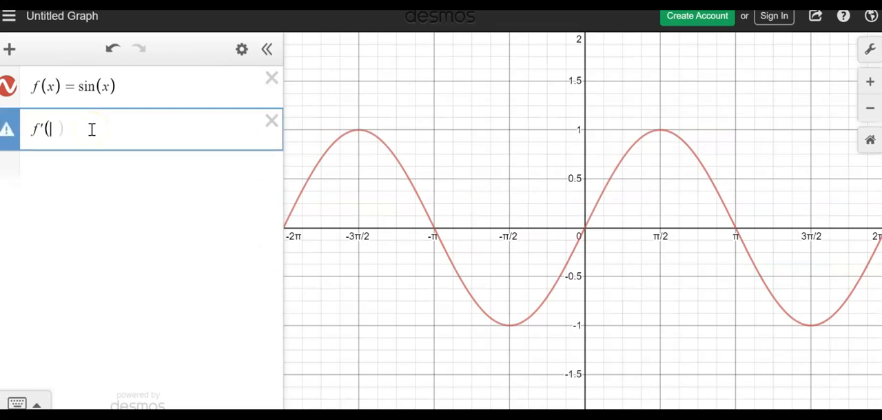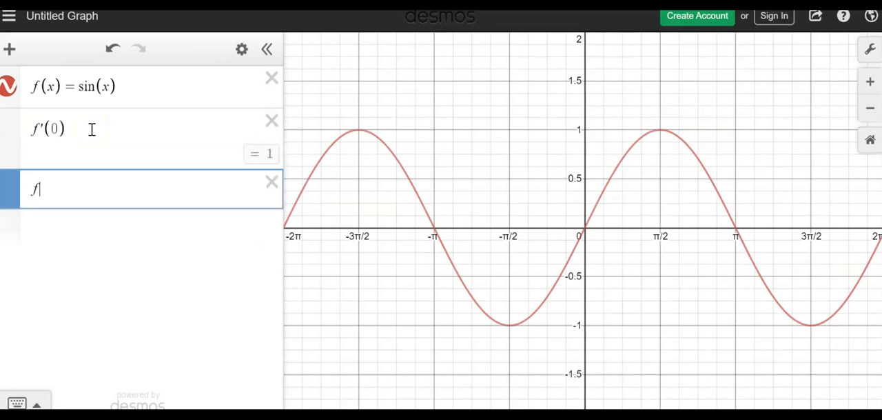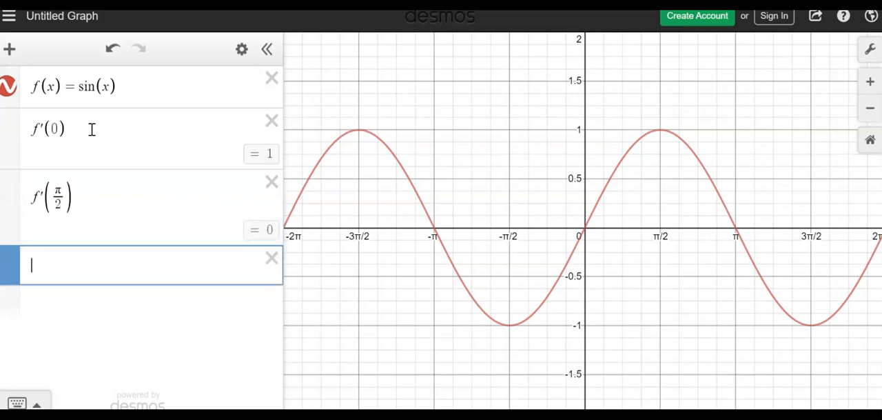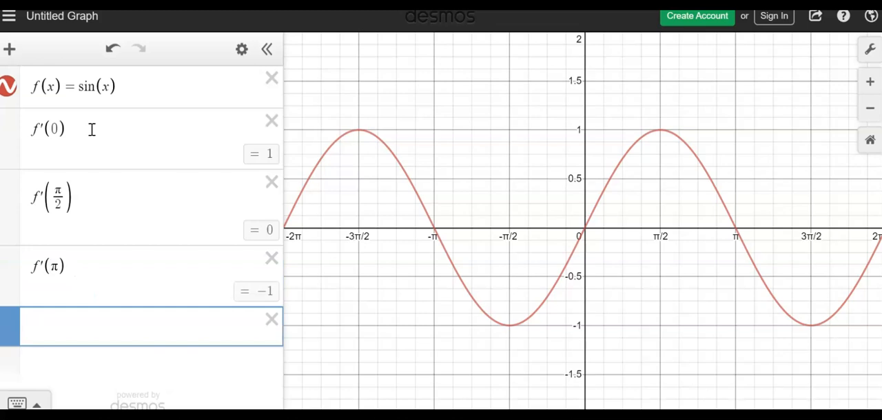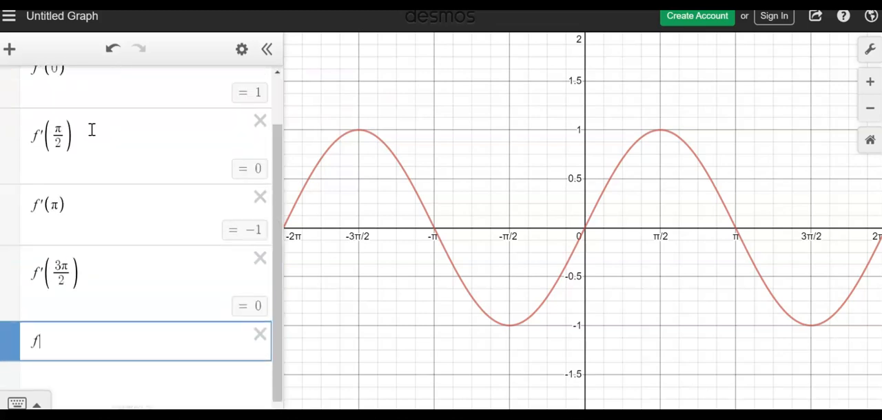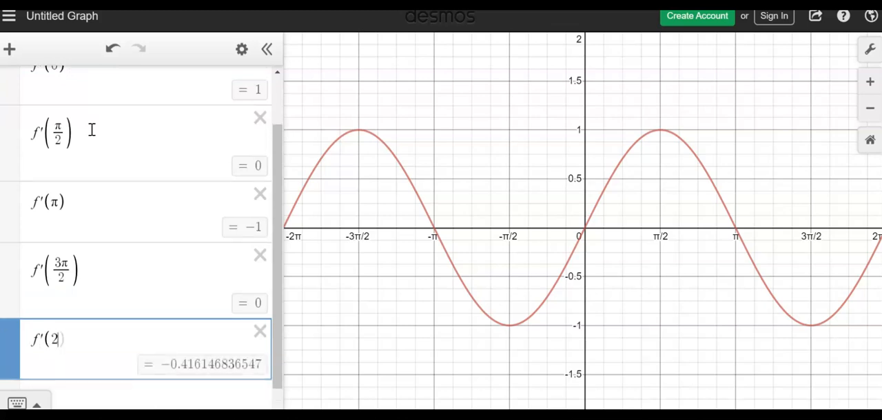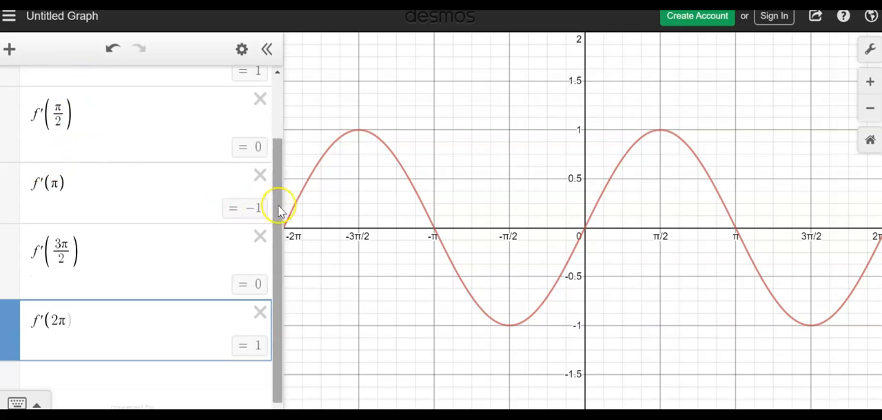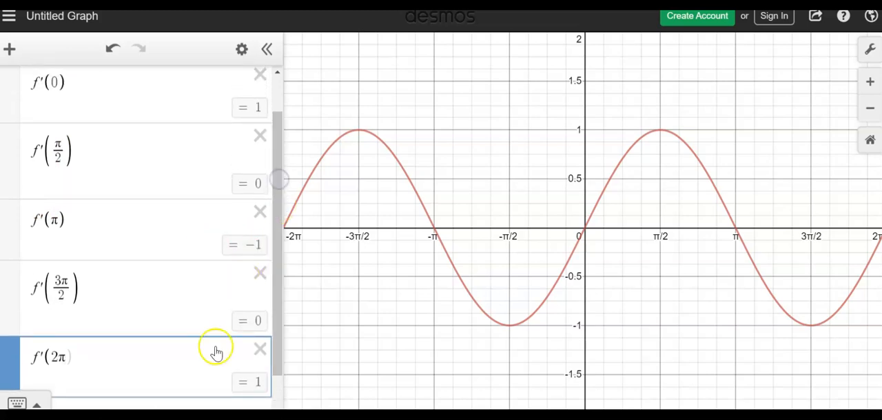Okay, so f prime of 0 is 1. F prime of pi over 2 is 0. F prime of pi is negative 1. F prime of 3 pi over 2 is 0. And f prime of 2 pi is 1. Please make sure you're writing this in your packet. Okay, so let's go ahead and plot those.